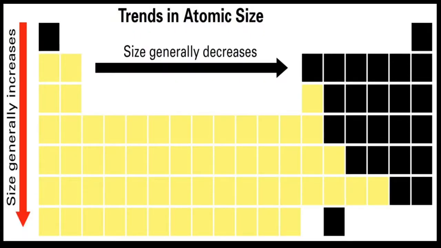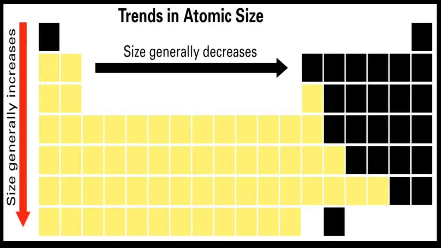Here are trends in atomic size. Size generally decreases going from left to right in a period. Size generally increases going from top to bottom. You have the nonmetals in black and the metals in yellow, and that's pretty much it.